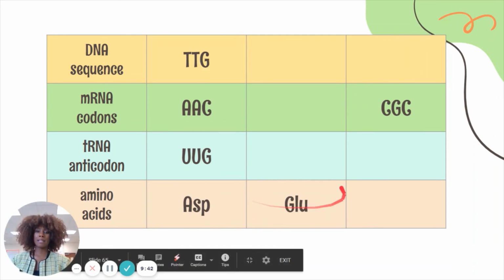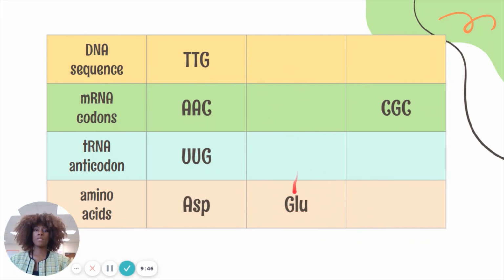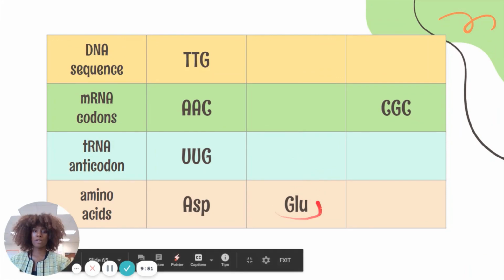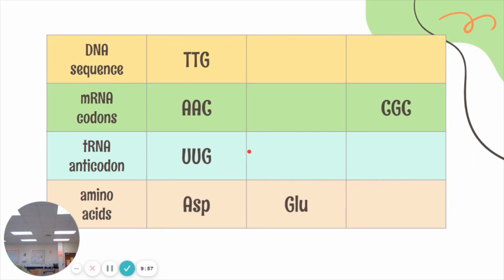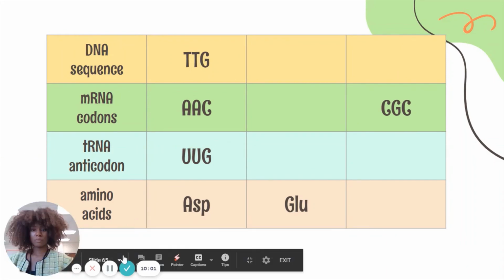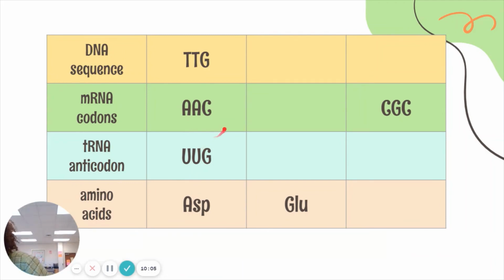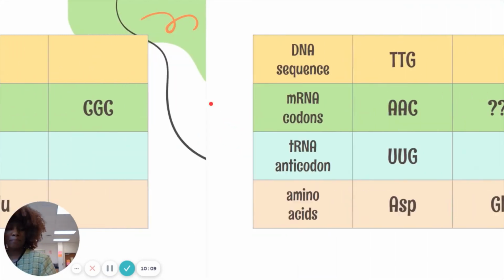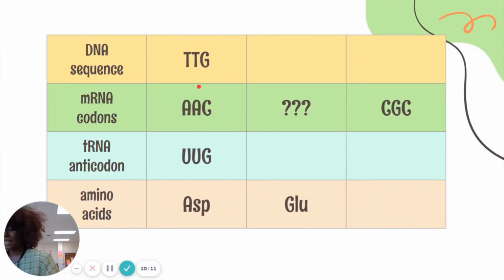Okay, now let's work backwards. We're given the amino acid. Let's work backwards to find the mRNA, the DNA, and the tRNA anticodon. So let's take your codon chart. We're going to find glutamine. So on the codon chart, we're going to find GLU. And you'll see that there actually are two different ones. We could do CAA or we could do CAG.